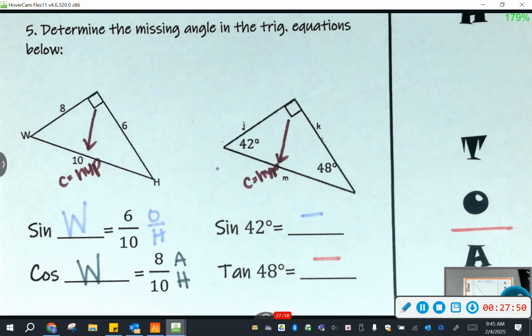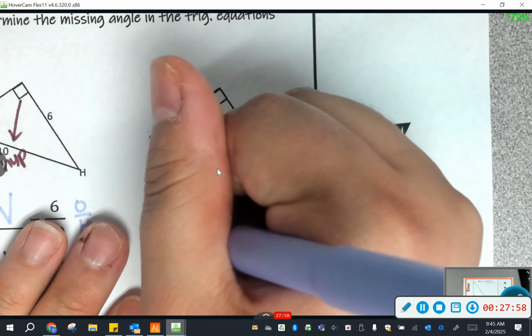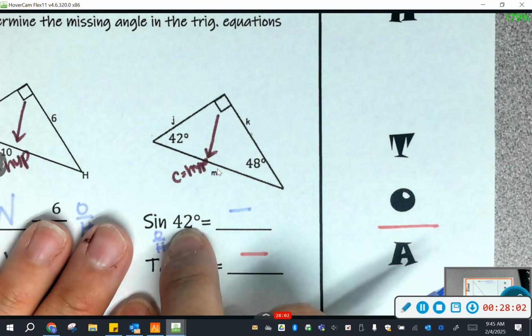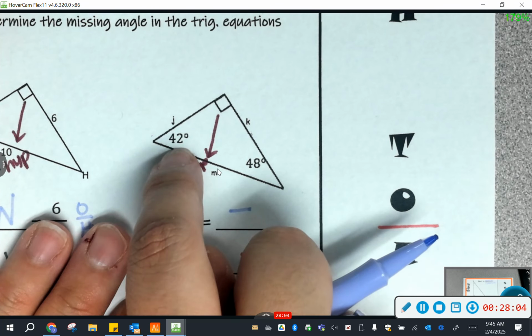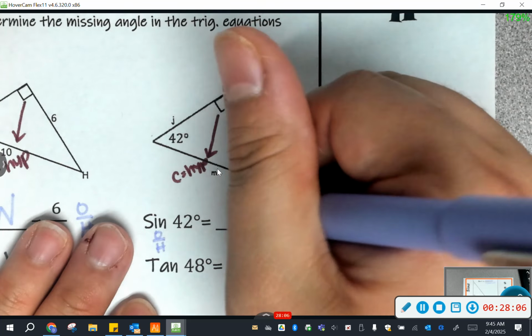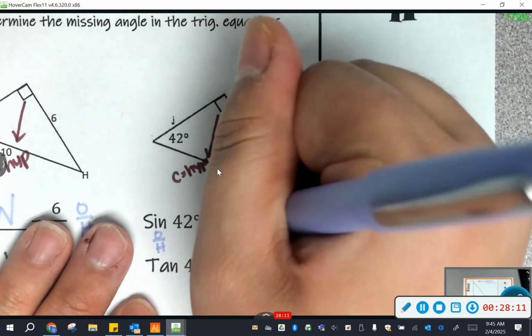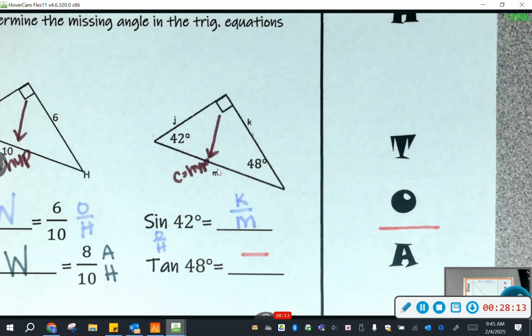All right. So 42. What is sine? Sine is O over H. So I'm going to have an O up top, then an H on the bottom. O stands for opposite. What is opposite of 42? K. What is my hypotenuse? M. So my answer is K over M.